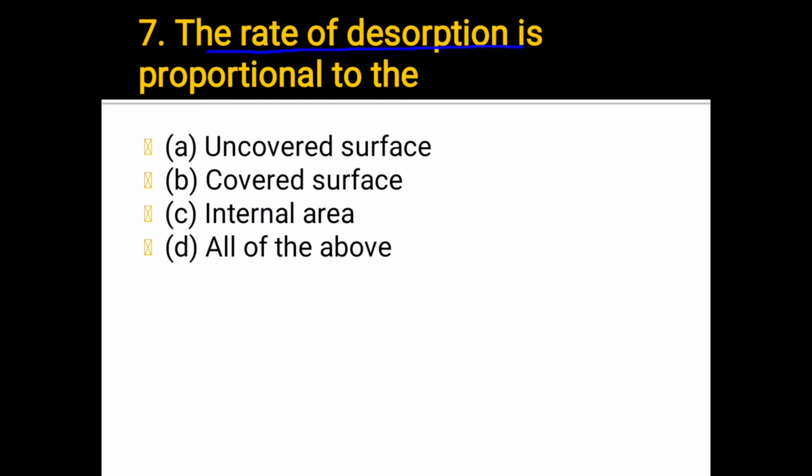The rate of desorption is proportional to the A. Uncovered surface, B. Covered surface, C. Internal area, or D. All of the above. Which one answer? The answer is B. Covered surface. Okay, next 8 number question.